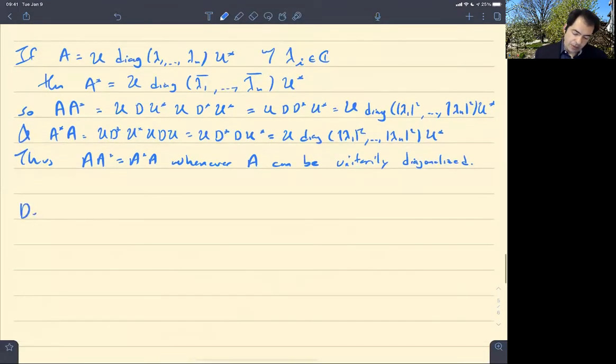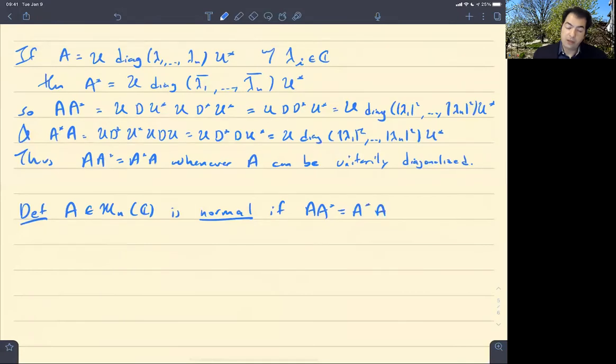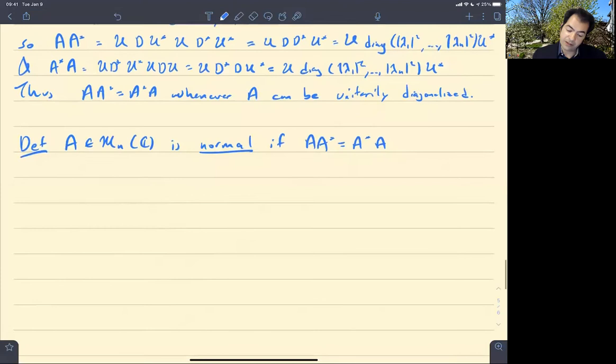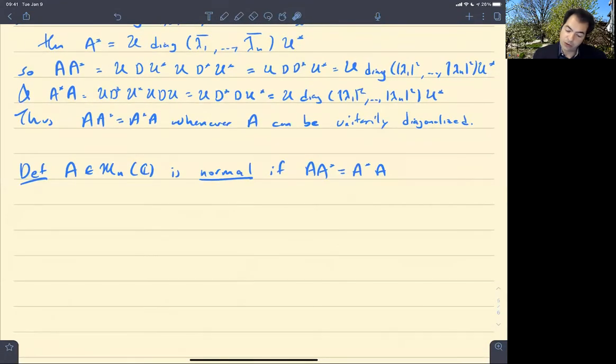Okay, so we give that a name. An n by n matrix is said to be normal. It's very unfortunate. It's not a very descriptive name, but what can you do? It's a normal matrix if it commutes with its conjugate transpose. Okay, so I want to prove the spectral theorem for normal matrices, right? I want to prove that this is an if and only if. This thing we noticed is an if and only if.